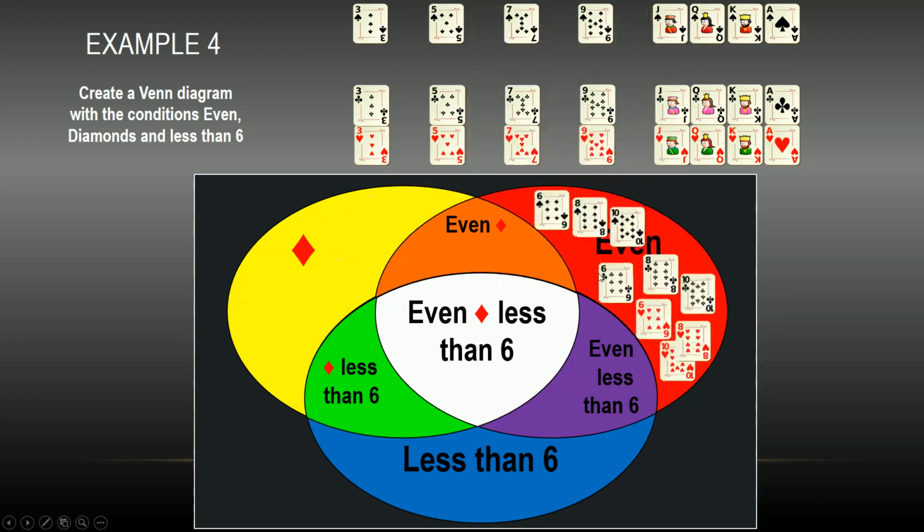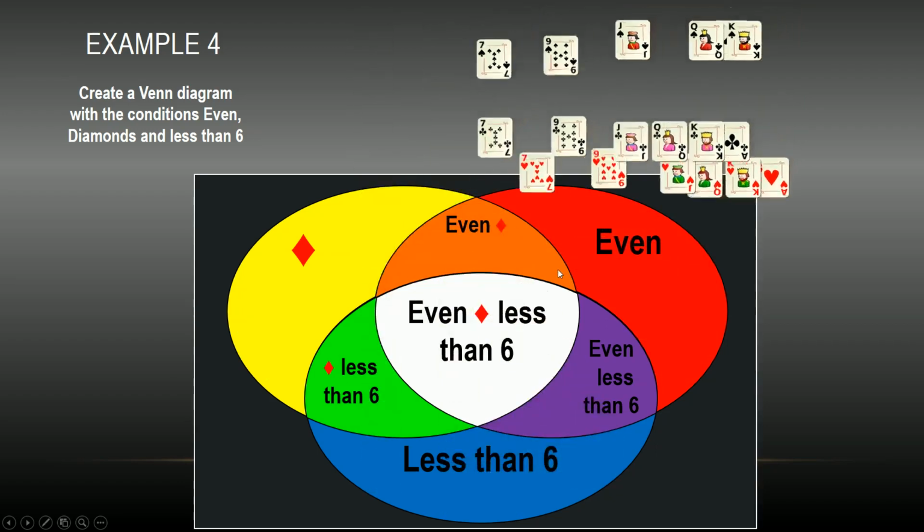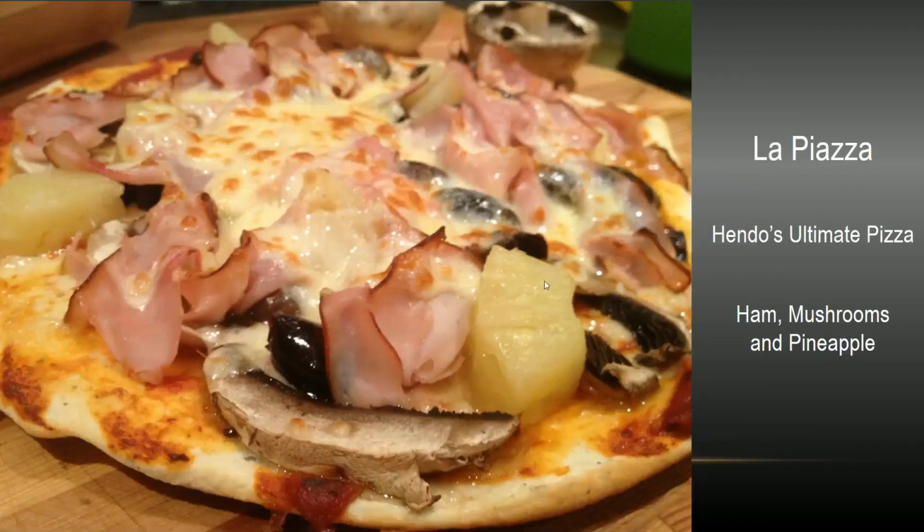All the even numbers can go into this section. All the numbers that are less than 6. And then everything else that is not one of those conditions goes around the edge.